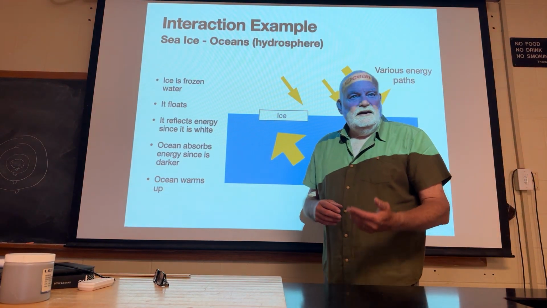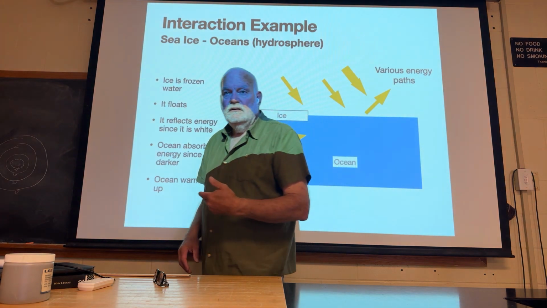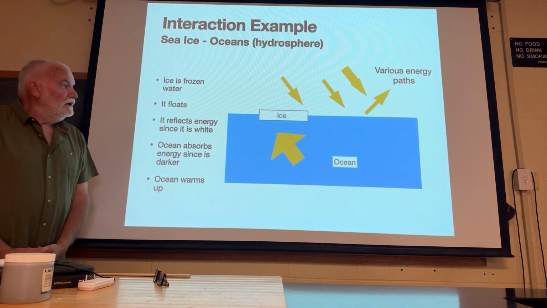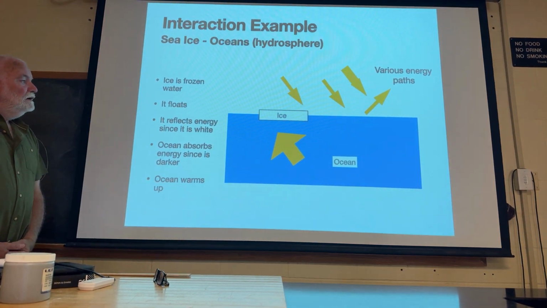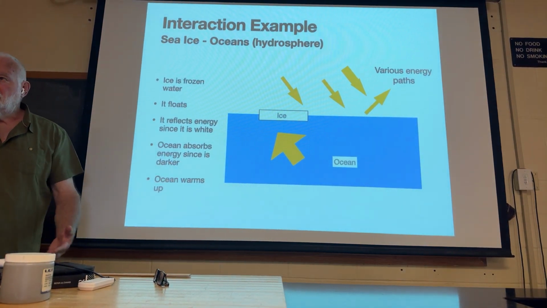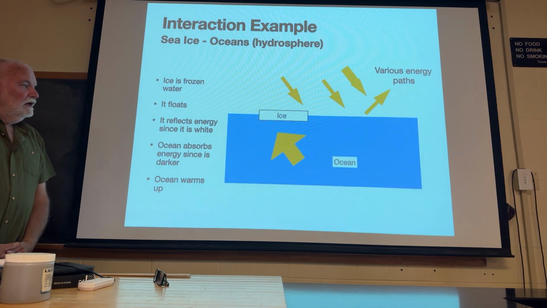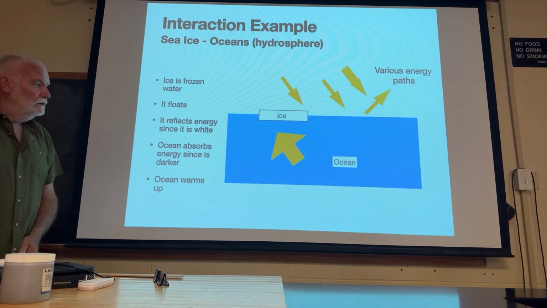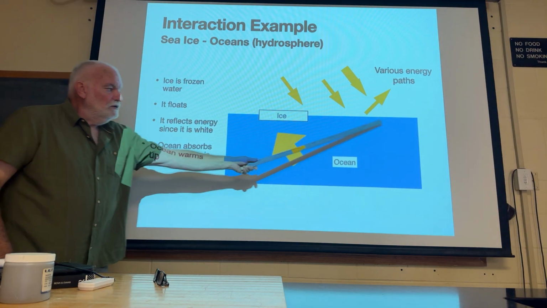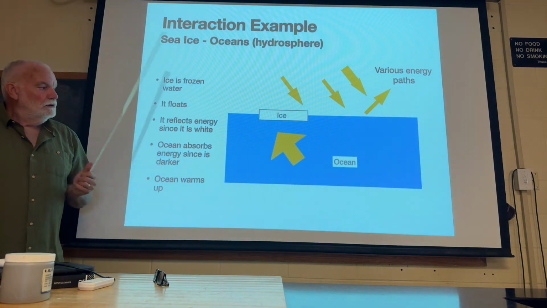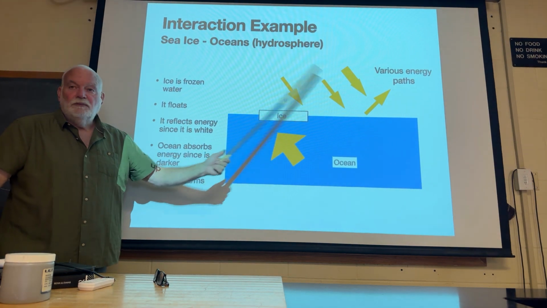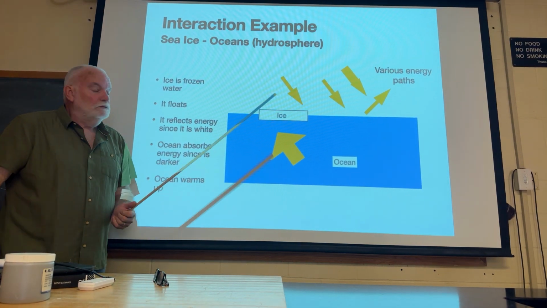And that's an interaction between the oceans and the cryosphere at some point. I should have put cryosphere on that slide. But sea ice is a solid form of water, and I could diagram that, this cross section. So here's the body of the ocean, diagrammatically. Here's a hunk of ice on it, diagrammatically. Here's the energy coming in, yellow for the sun.